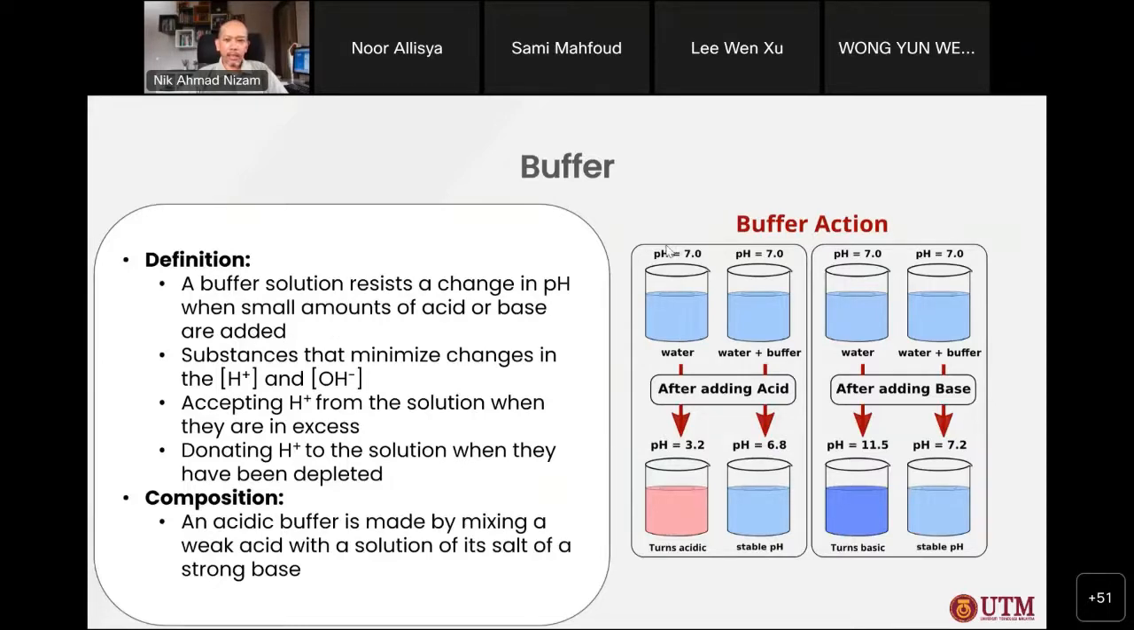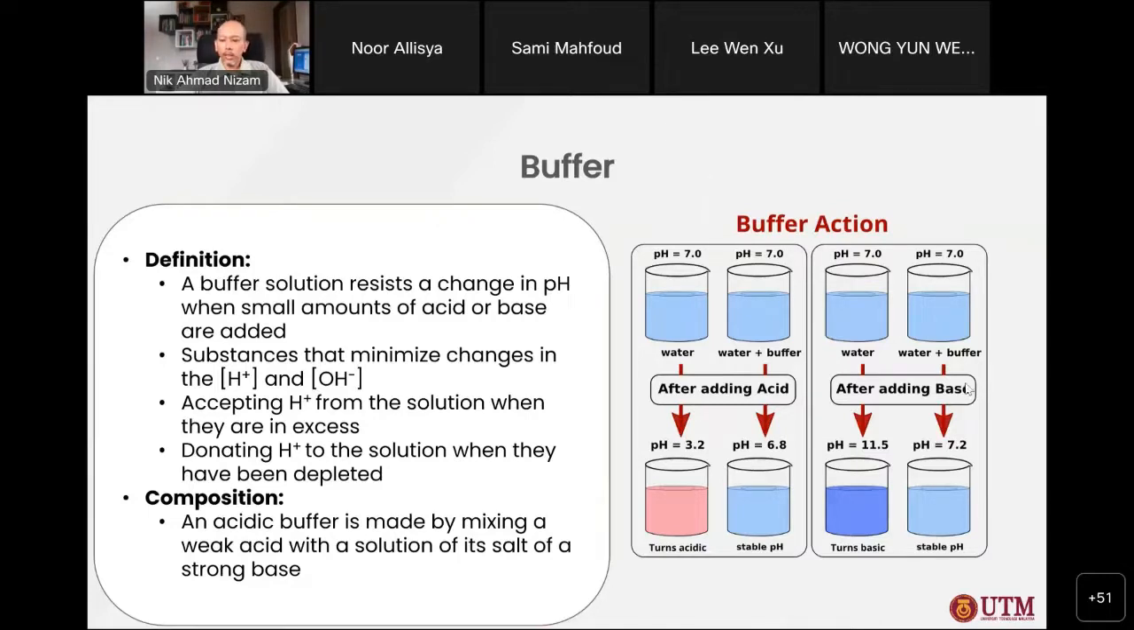If you see here, this is water having a pH of 7.0. Once we put in acid, for example hydrochloric acid, H+, the pH will drop significantly. At pH 3.2, it will become acidic. However, if we put water plus buffer, and add some amount of acid, for example hydrochloric acid, the pH will still be stable. It only changes to a lower pH of 6.8.